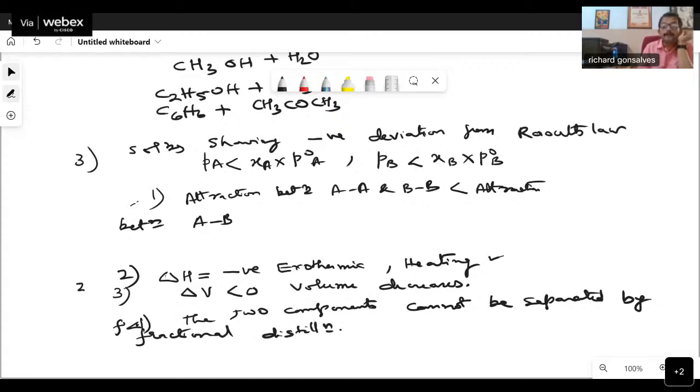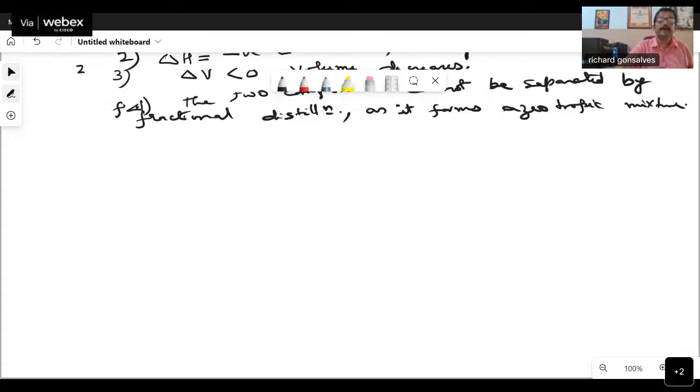Why? As it forms azeotropic mixture. Here also you get azeotropic mixture. Not only in that case, here also you get azeotropic mixture. The components cannot be separated by distillation. You have to go for some other method of getting this. Therefore, what we notice here is, can we answer a question?